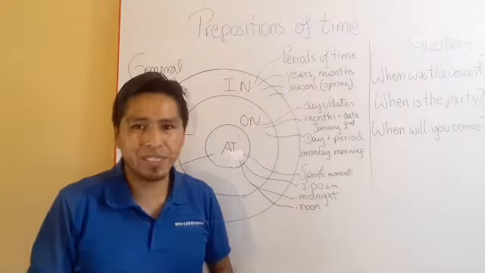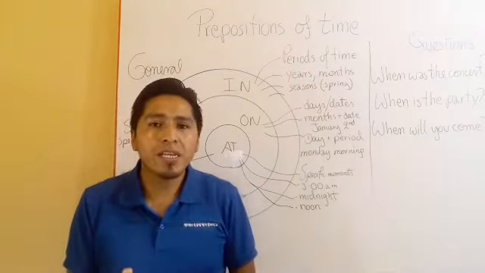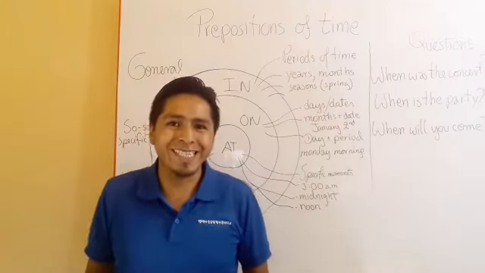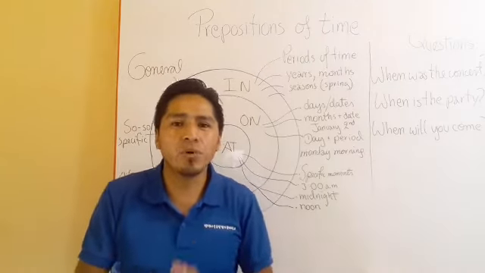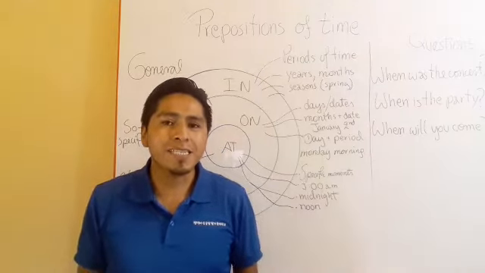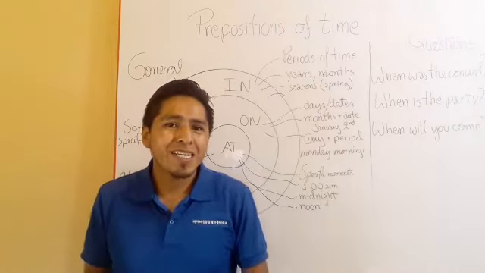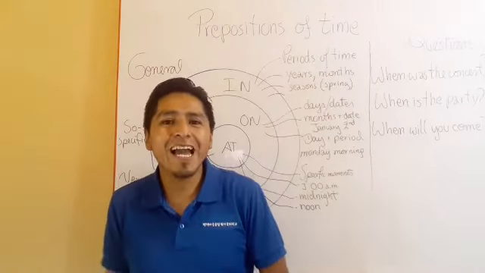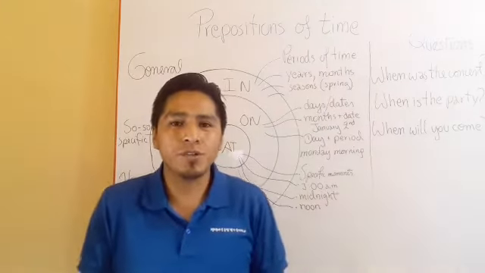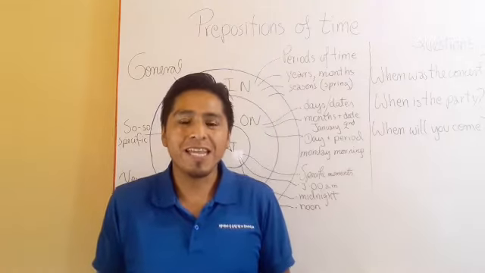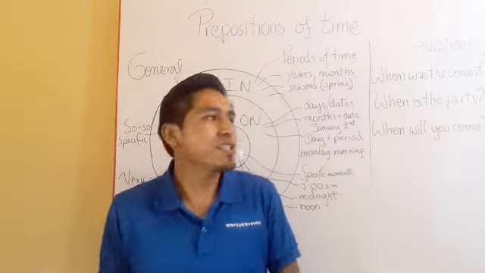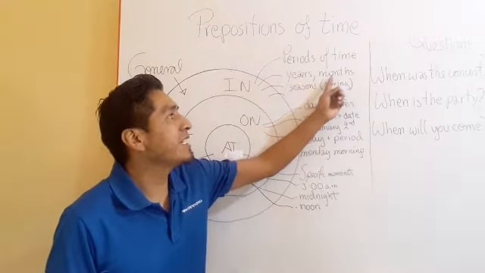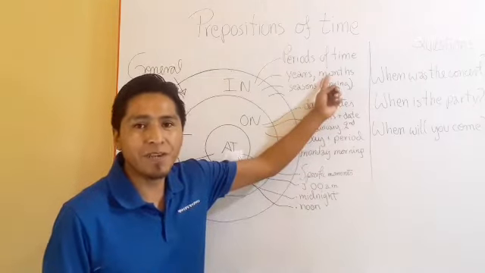For example, years. I was born in 1986. That's good, isn't it? That's good information. I was born in 1986. But the other person is not satisfied with the answer, because probably the person wants to know the month and the exact date. So in that case, we use in for years, and you can say the month specifically.